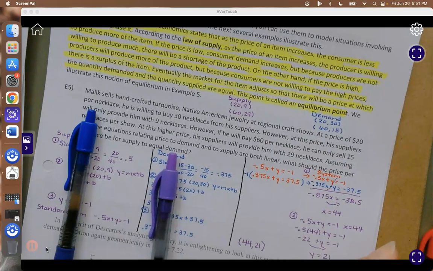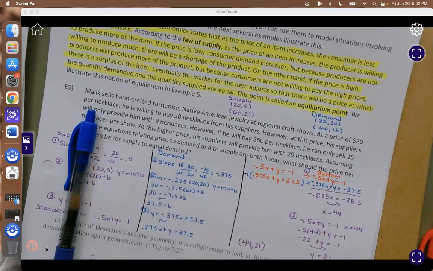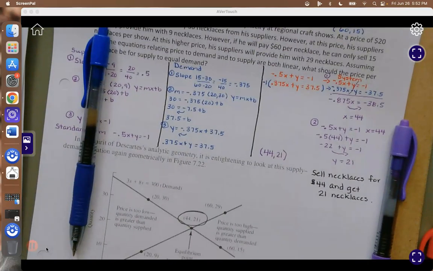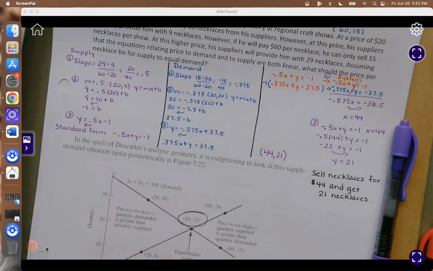sell necklaces for $44 and get 21 necklaces. Okay, and that's what the graph would show as well, down here at the bottom. Okay, that was a lot of writing, but not hard stuff.